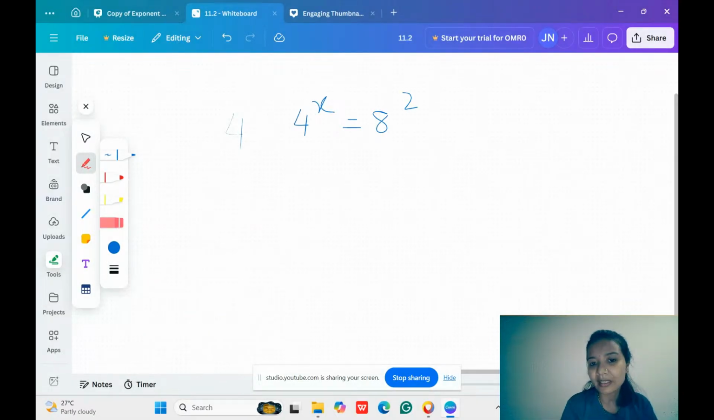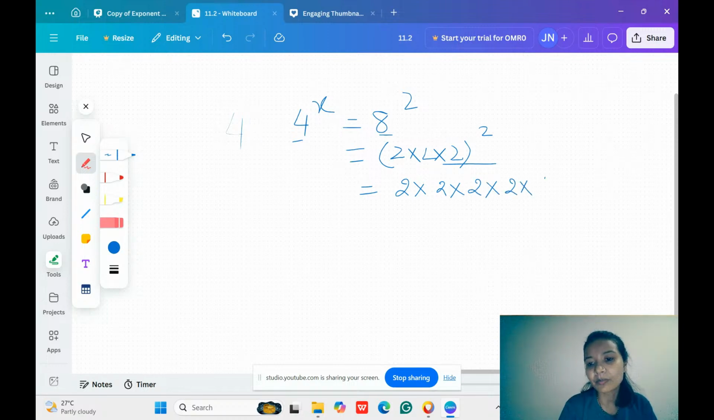So there are many. Now these are my methods. What I do, see, the bases are different, so I'll try to convert. 8 is 2 times 2 times 2, so I can write it as, now one more triplet of 2's here, so I have 3 pairs of 4. What I did, I converted this 8 into 4. So this means that x is equal to 3. So this is the first method.